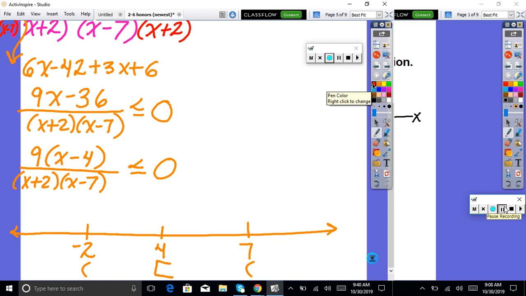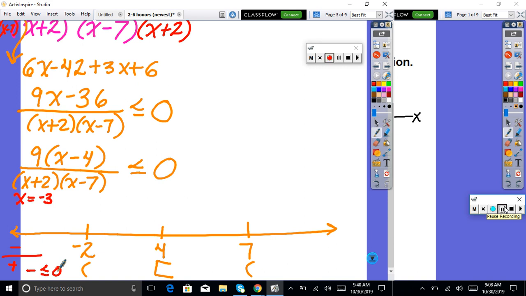So let's plug in a value less than -2, like x equals -3. Once again, what matters is the signs. So let's look here. On top, we're going to have a negative. On bottom, we're going to have a negative and a negative, which is a positive. So a negative divided by a positive is a negative. Is a negative less than or equal to 0?